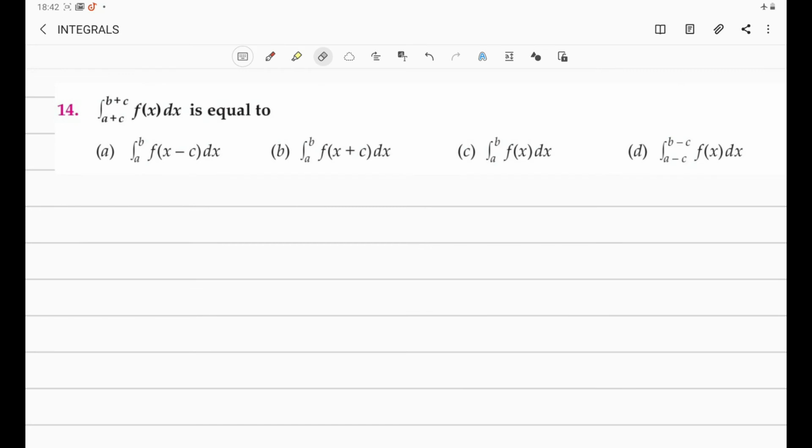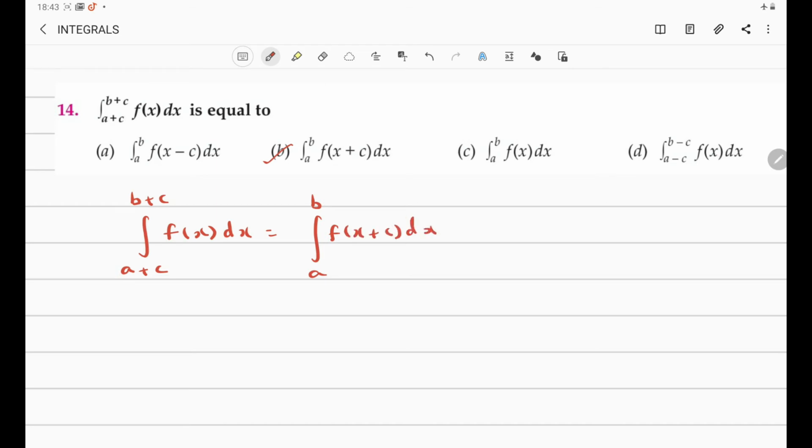Number 14. Integral a plus c to b plus c f of x dx is equal to. We know the identity: integral a plus c to b plus c f of x dx is equal to integral a to b f of x plus c. So this is a direct question. Integral a plus c to b plus c f of x dx is equal to integral a to b f of x plus c dx.